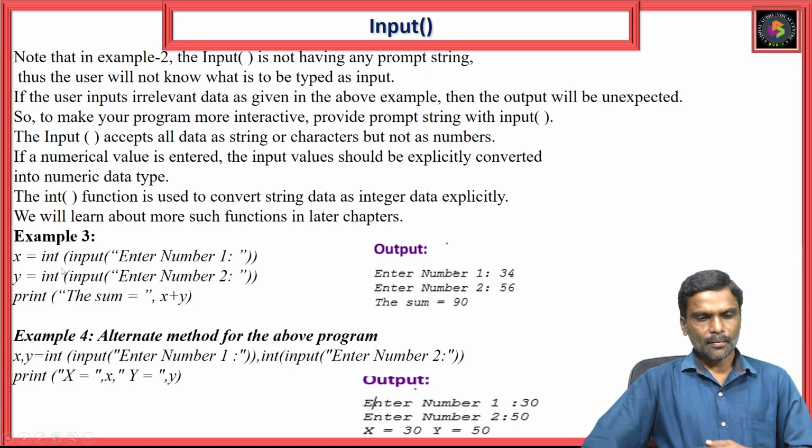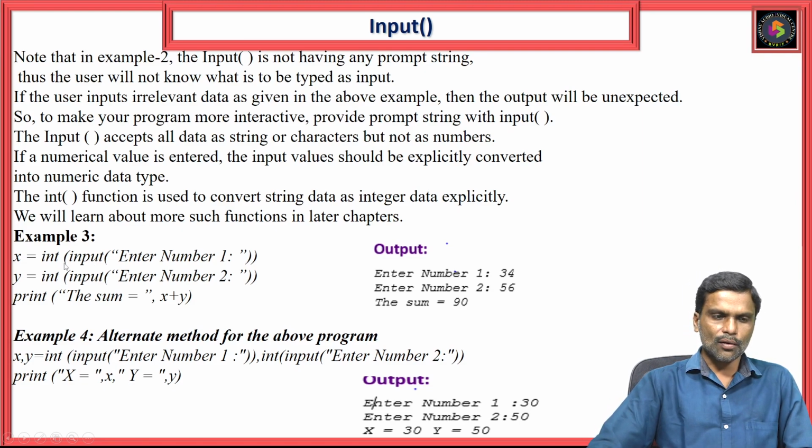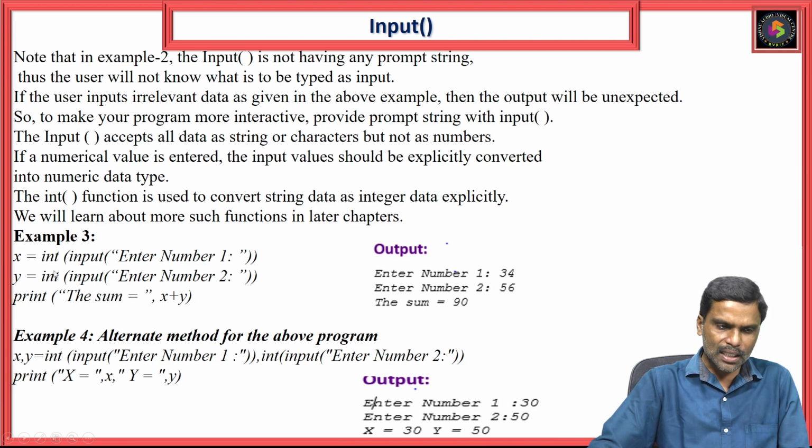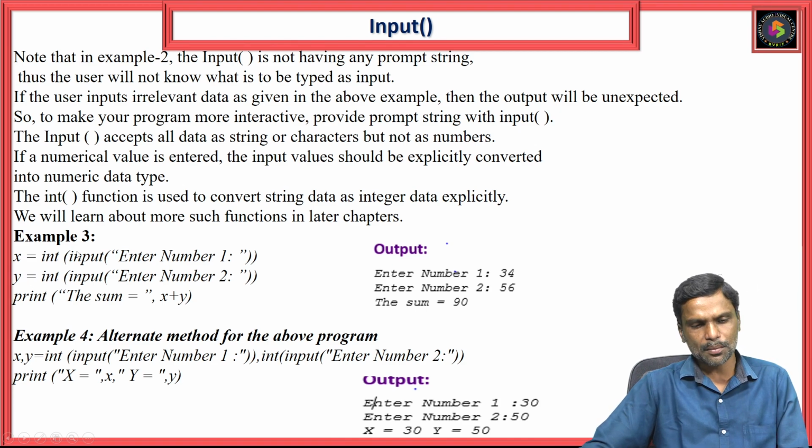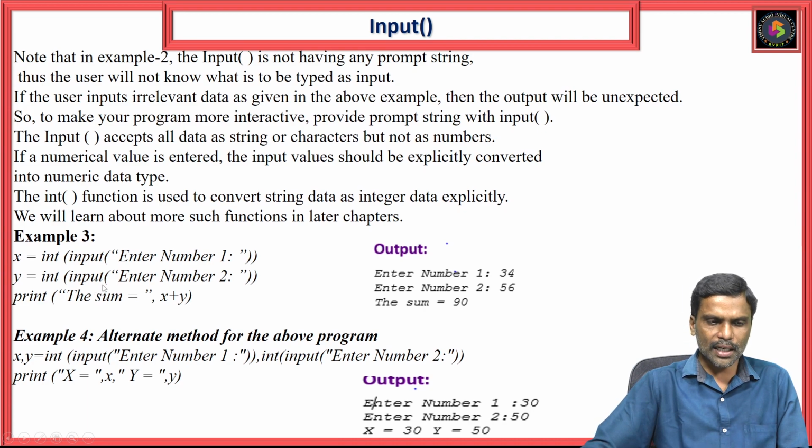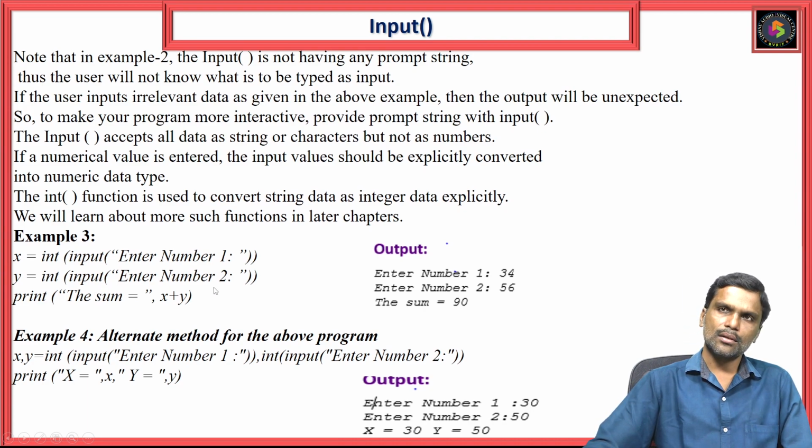Example number 3. x is equal to int. As I am taking it, I am deciding explicitly, the user is defining that x is int. Then input, again the prompting string, enter number 1. Similarly, y is equal to int, that means the y value we are taking. I am taking int here. This specifies which data type we are using. Then in input, enter number 2. Print sum is equal to x plus y.